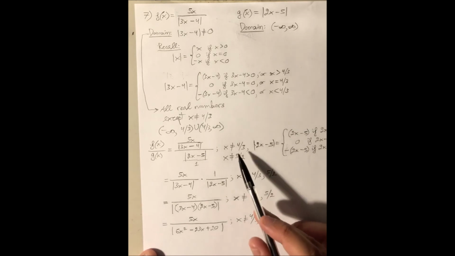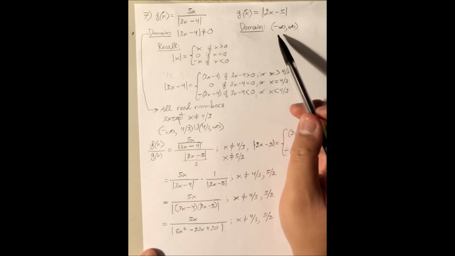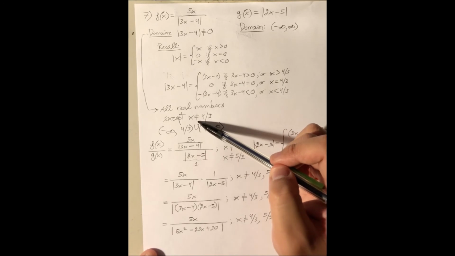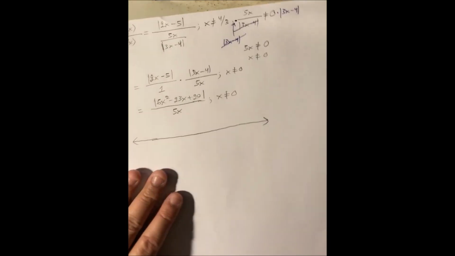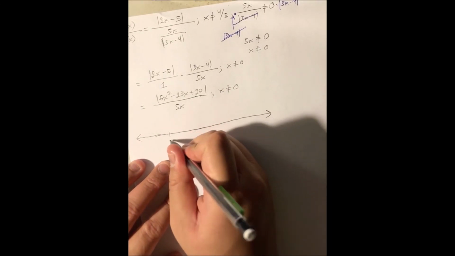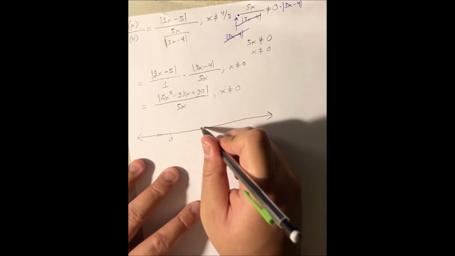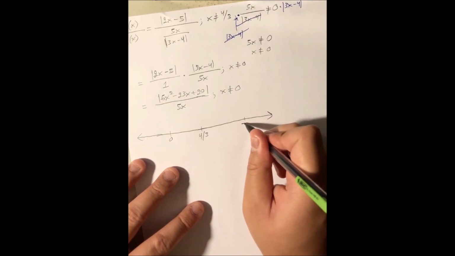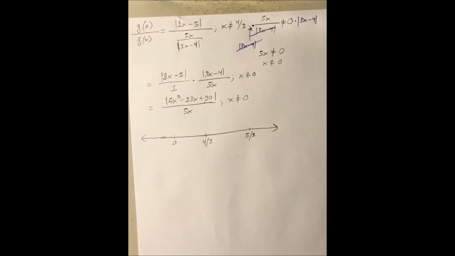And for f over g, let's see. I got x cannot be equal to 4/3. Well, up here, actually, I got x cannot be equal to 4/3, and x cannot be equal to 5/2. So I'm going to put zero right here. 4/3 is like 1 something, so maybe 4/3 right here, and maybe 5/2 is here. Yeah, because 4/3 is the same as 1 followed by 1/3, and 5/2 is 2.5.